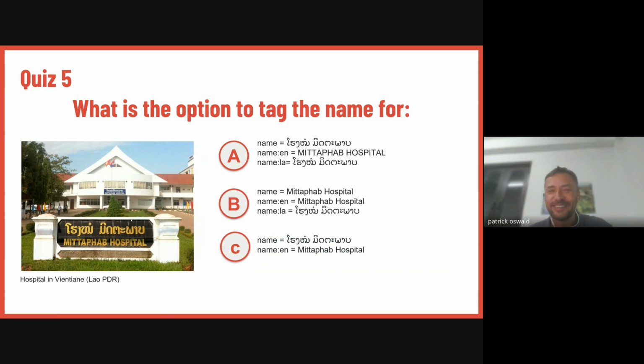We have two more for you. Then you are relieved for today. Here we have a hospital in Laos. What would be a good way to type it? Name, the Lao one is basically Hong Mo Mitapap. Then we have the English version, name Mitapap Hospital, Hong Mo Mitapap, and here we just have Hong Mo and English. What do you think would be the most appropriate of the three options? I don't say it's the best way of tagging it, but of those three options, what's the best?